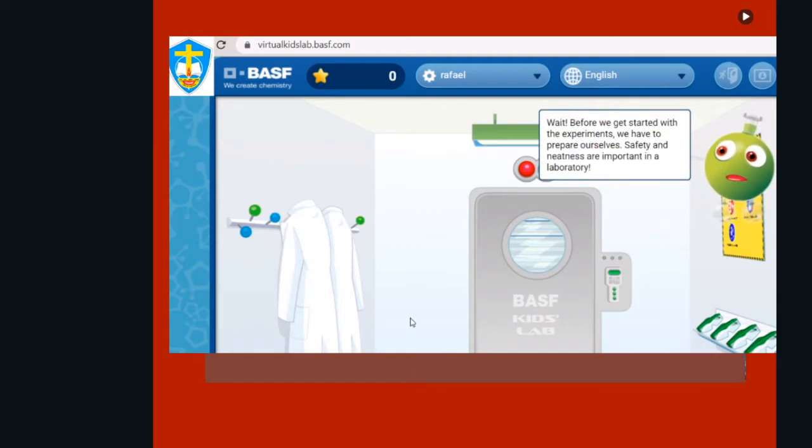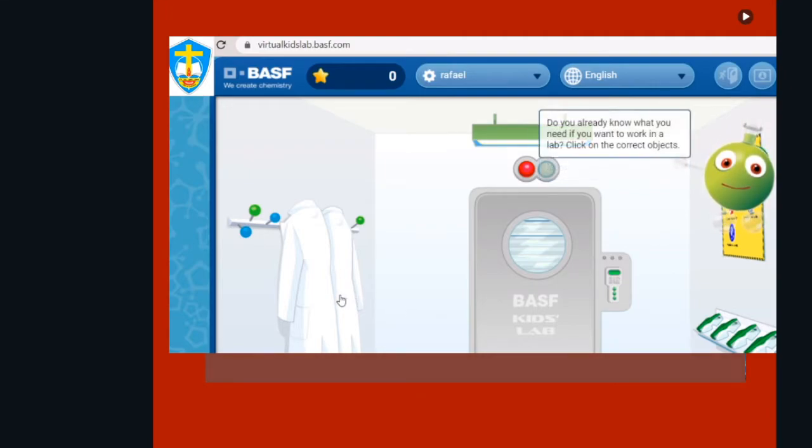Wait! Before you get started with the experiment, we have to prepare ourselves. Safety and neatness are important in a laboratory. Do you already know what you need if you want to work in a lab? Click on the correct objects.